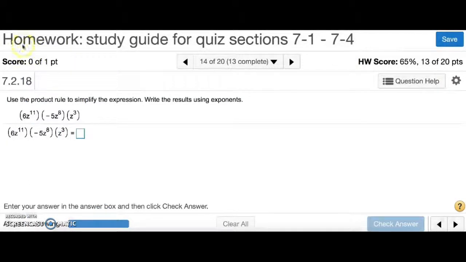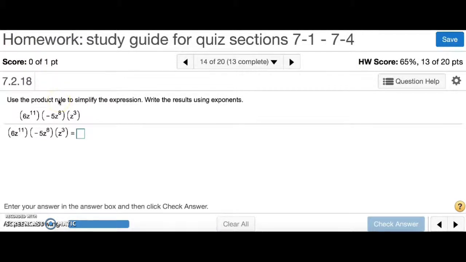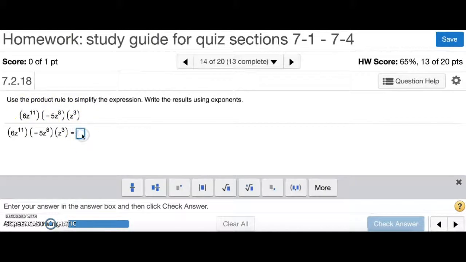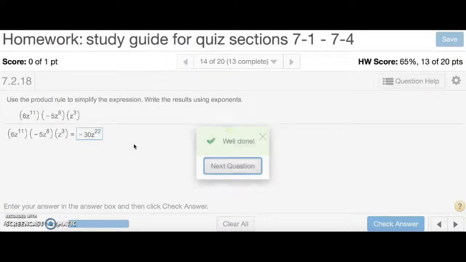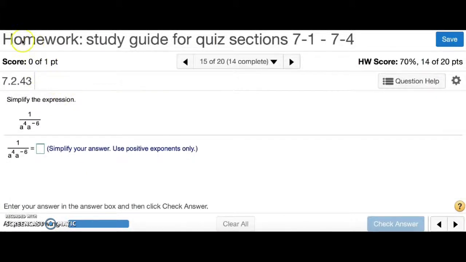Number 14, we are again multiplying. So we multiply the numbers in front, the coefficients, to each other first. So 6 times negative 5 times 1 would be negative 30. Now we see each of these are z's. So we add the exponents since they're being multiplied. So 11 plus 8 is 19. 19 plus 3 is 22. So z to the 22nd. And that's number 14.